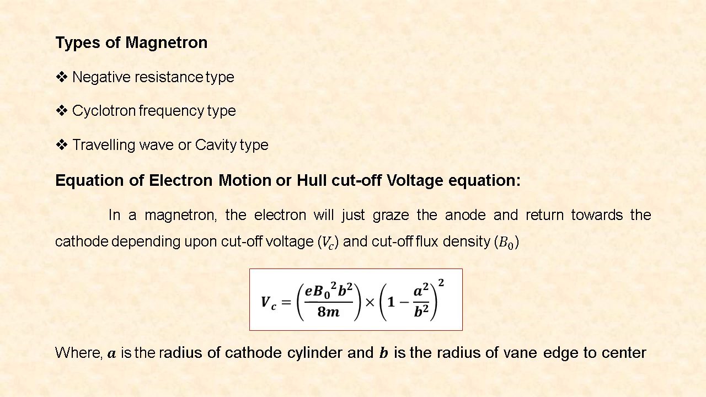Next, let us see the types of magnetron. First one, negative resistance type. Second one, cyclotron frequency type. Third one, traveling wave or cavity type magnetron.